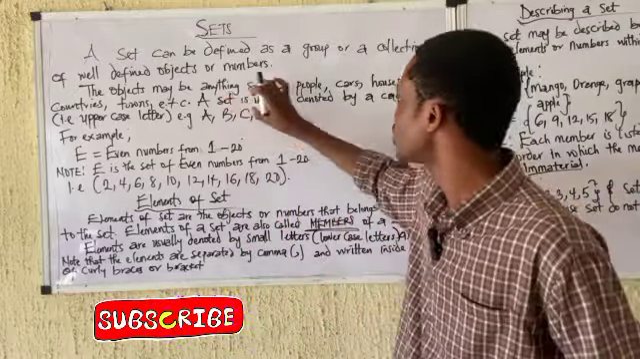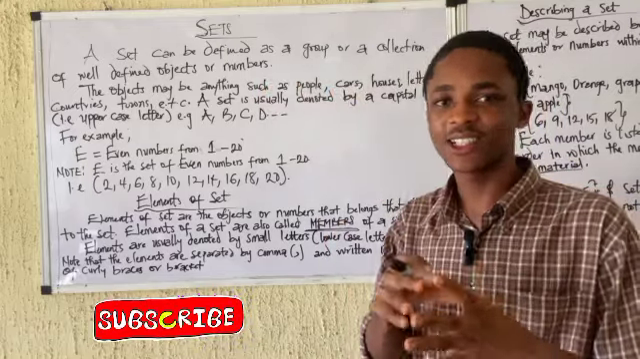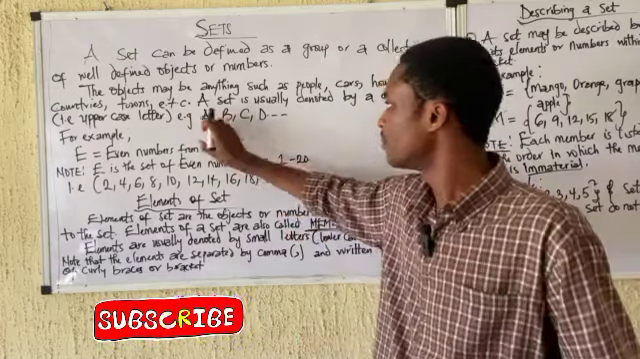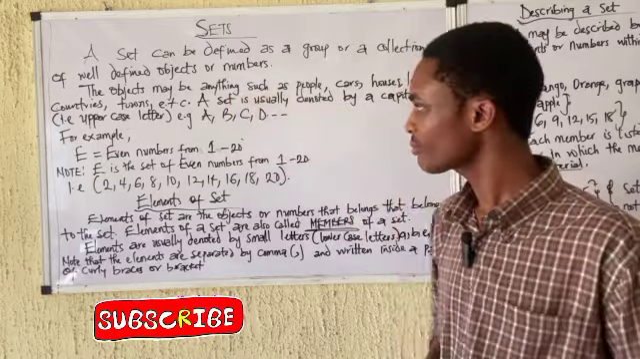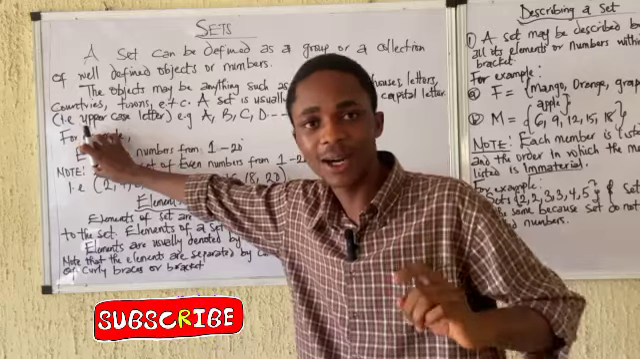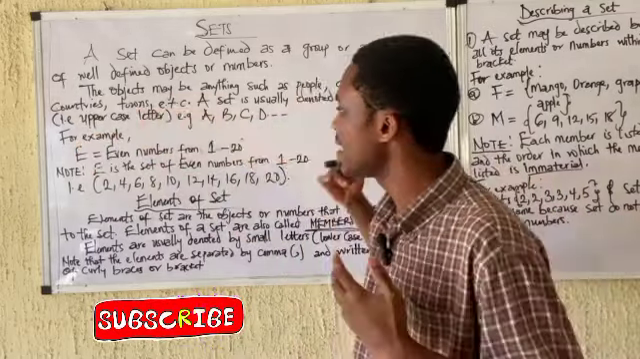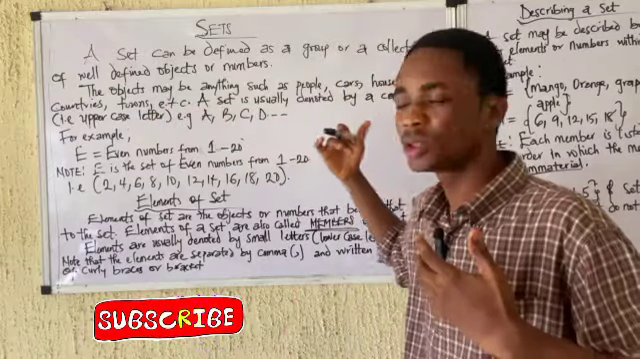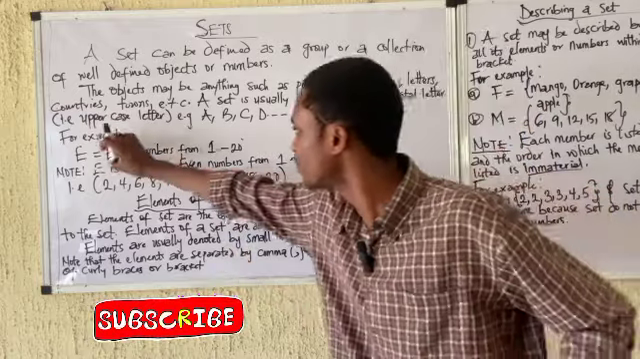A set is usually denoted by a capital letter. Note this: a set is usually denoted by a capital letter. Example, capital letters A, B, C, and D. Now, for example, set E, remember a set is always denoted with a capital letter, has elements: even numbers from 1 to 20.